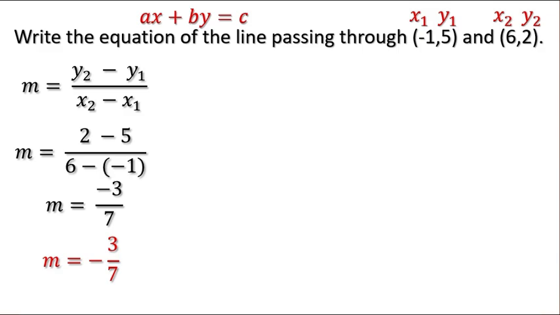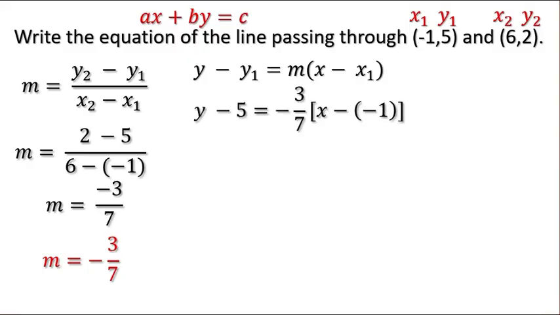Next, we will substitute the computed slope in our formula y minus y sub 1 equals m times quantity x minus x sub 1. So we will substitute negative 3 over 7 into this and then substitute the values of x sub 1 and y sub 1 in our equation. Thus, we will have y minus 5 equals negative 3 over 7 times quantity x minus negative 1. Remember that double negatives in the solution will become positive.